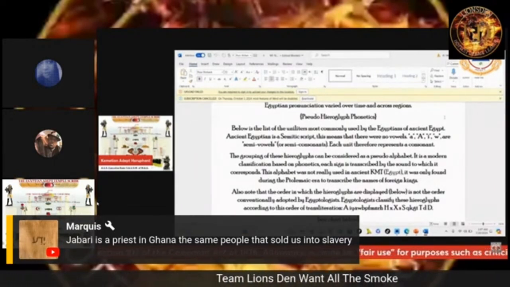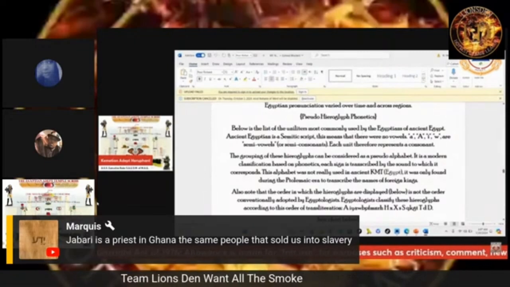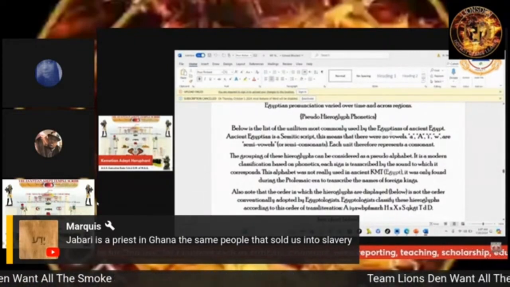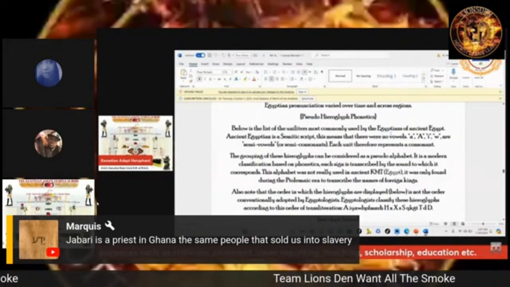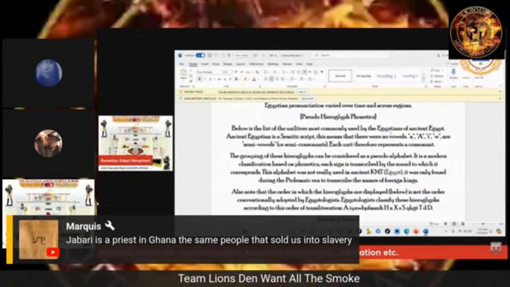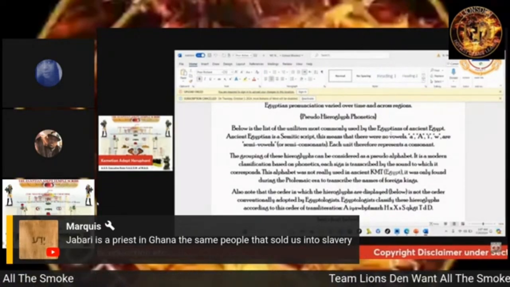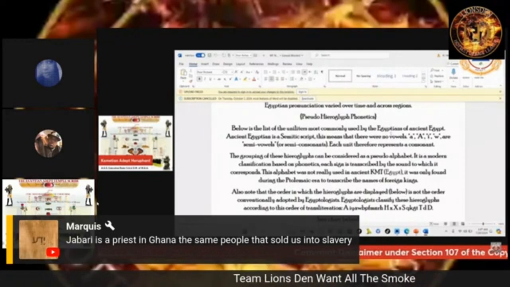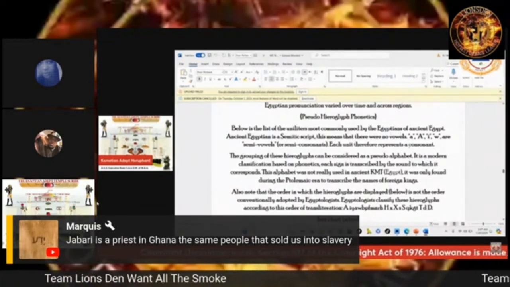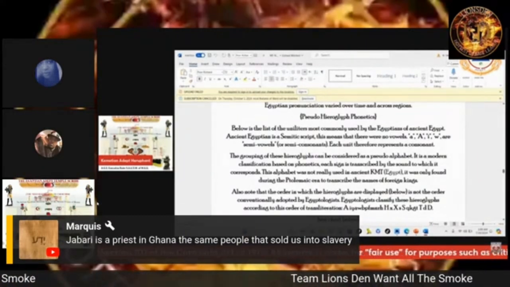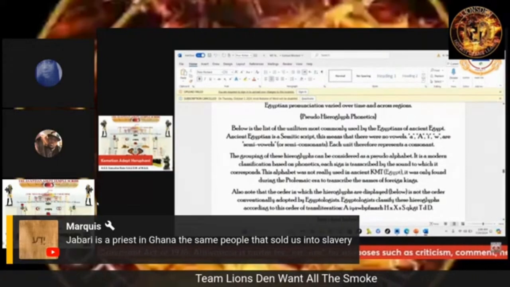But anyway, it says below is the list of uniliterals most commonly used by the ancient Egyptians. It says ancient Egyptian is a Semitic script. This means that there were no vowels. A, I, and W are semi-vowels or semi-consonants. Each unit therefore represents a consonant. The grouping of these hieroglyphs can be considered as a pseudo-alphabet.